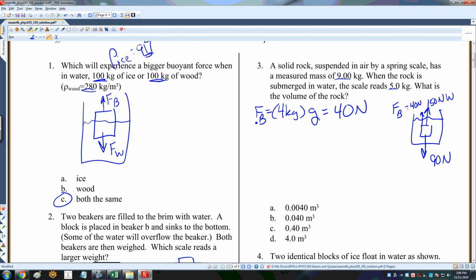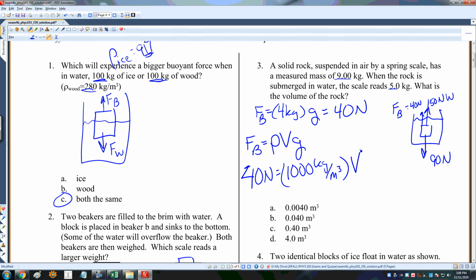Now I want to know what is the volume of the rock. So I say FB equals rho V g. That's 40 newtons is equal to 1,000, that's the density of water, times the volume, that's what I want to know, times 10. And so it's 40 over 10,000. So that goes away. Move that decimal place. 0.004. So A is the right answer.